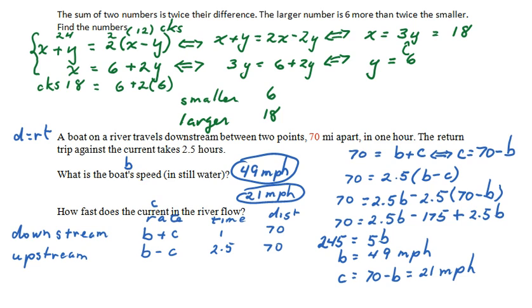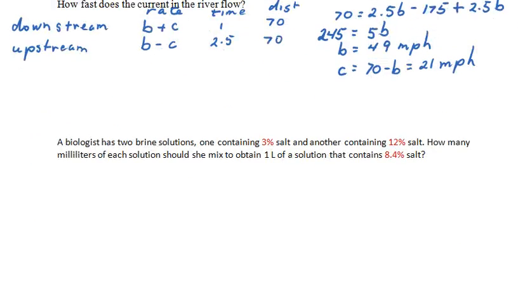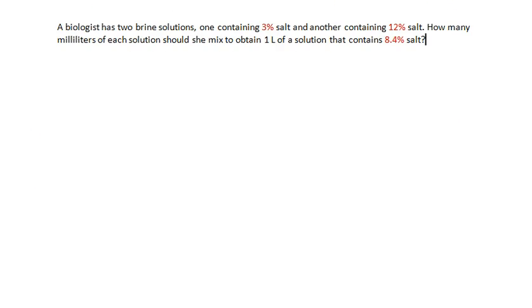The third example is one involving solutions. We're going to let solution A be 3%, the one that is 3% salt, and solution B be the one that is 12% salt. So we have 2 brine solutions. We're going to mix some of each together to get a liter of brine solution.